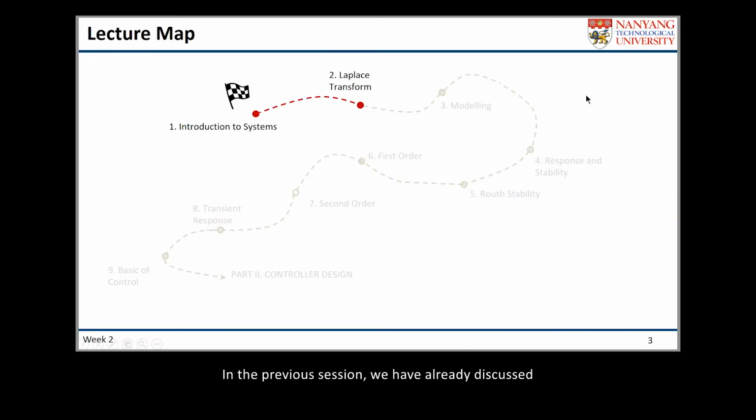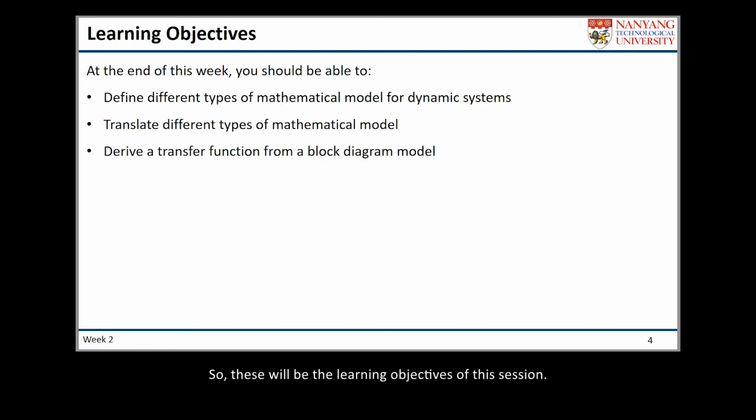In the previous session, we already discussed the Laplace transform, and before that, we introduced the concept of dynamic systems. We are now moving to the next topic on modeling. These are the learning objectives of this session. By the end, you should be able to define different types of mathematical models for dynamic systems, translate one model to another type of model, and derive a transfer function from a block diagram model.